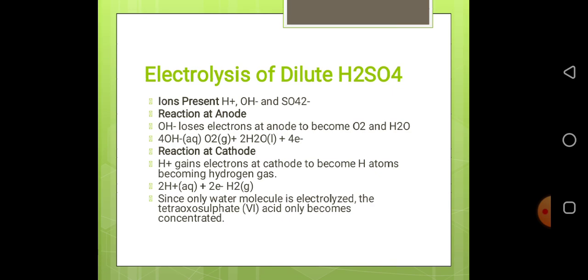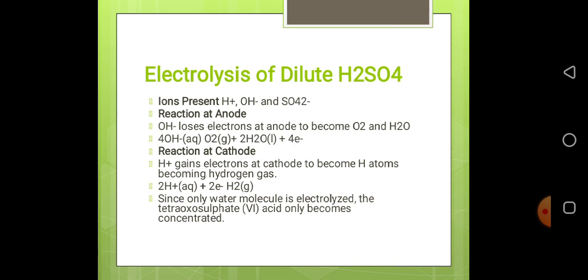So let us see the electrolysis of tetraoxosulfuric acid. Tetraoxosulfuric acid is an aqueous solution also. So let us see the ions present. The ions present are hydrogen ion, OH ion, and SO4 ion. So which of the ions will be discharged at the cathode and which one will be discharged at the anode?